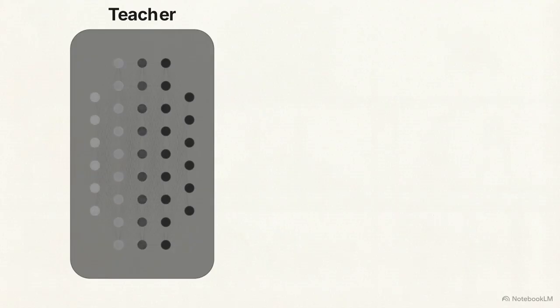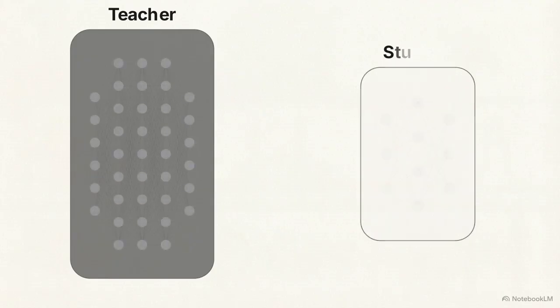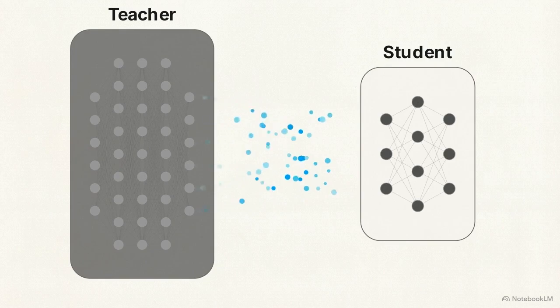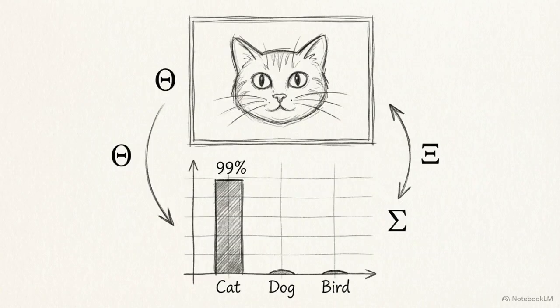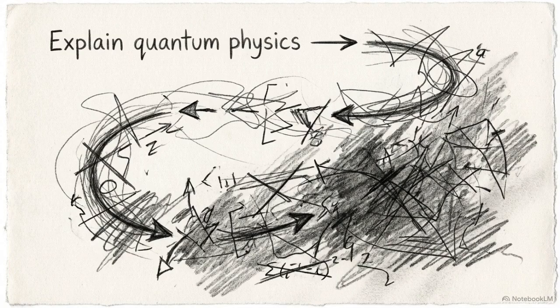You take a massive, highly accurate neural network, the teacher, and use its outputs to train a smaller, highly efficient network, the student. This approach to model compression was formally introduced to the deep learning community in 2015 by Geoffrey Hinton and his team. While this teacher-student transfer works exceptionally well for traditional classification tasks, applying it directly to modern generative language models often results in a catastrophic failure mode.